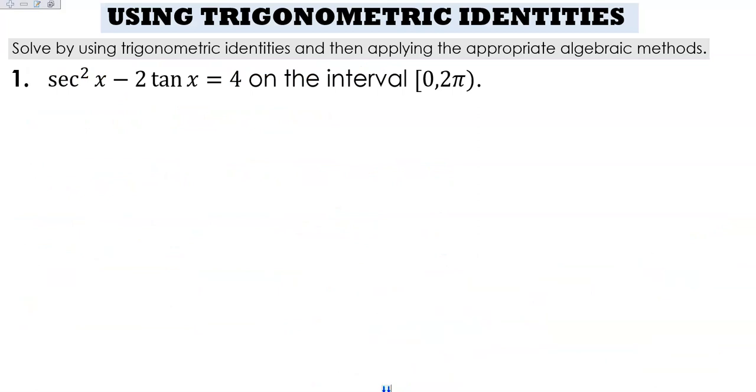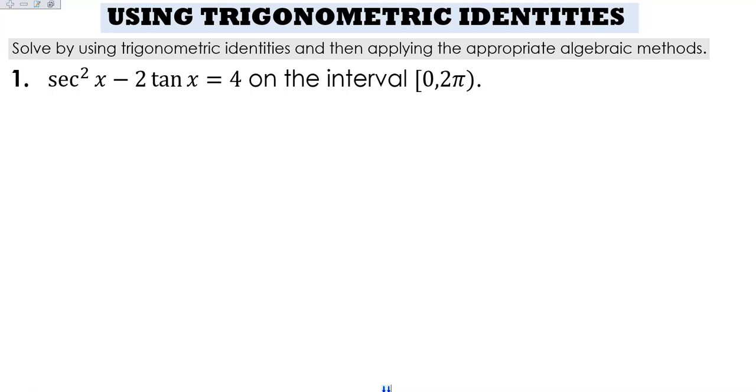All right, what we see here is I have, again, two trig functions in one equation, and I have secant squared of x minus 2 times the tangent of x is going to be equal to 4. So as I'm looking at this, again, if I try to take this down to sine and cosine, there is no simplification that is going to get me down to one single trig function. Okay? I cannot factor anything out here.